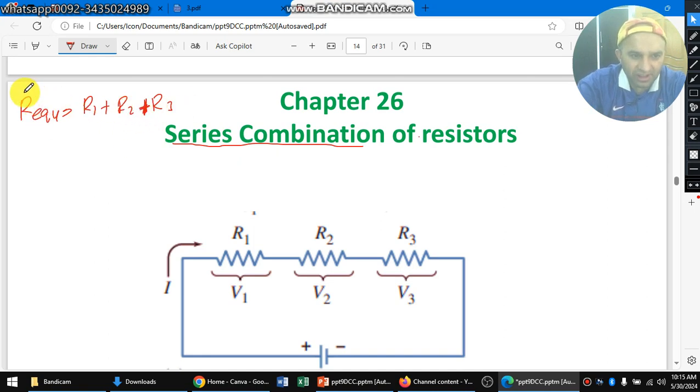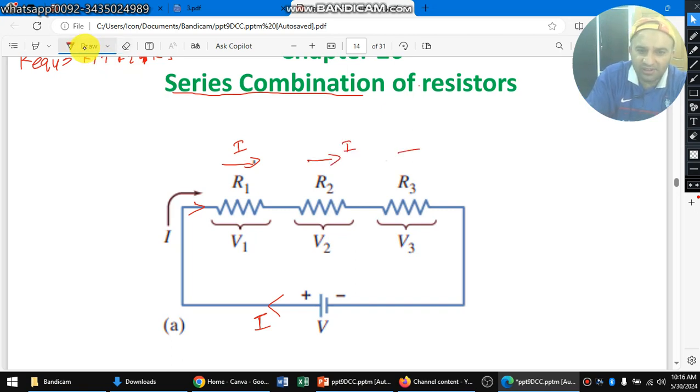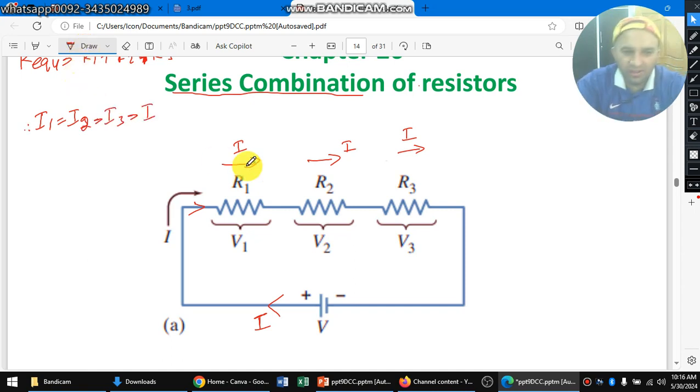Now we derive this formula. In order to derive this equation, let me explain. For example, we have a battery of voltage V. If the total current I flows through the battery, the same current flows through R1, the same current flows through R2, and the same current flows through R3, because there is only one path for the current. So the currents I1, I2 and I3 are the same, equal to I.